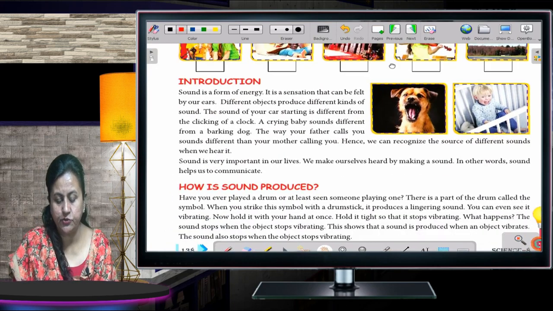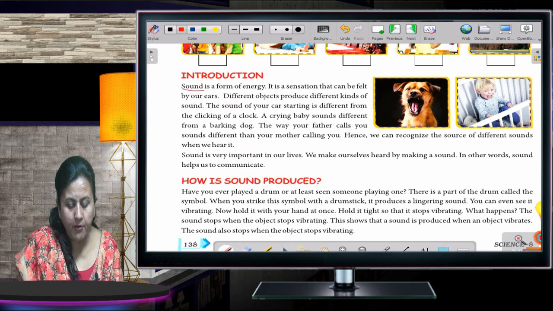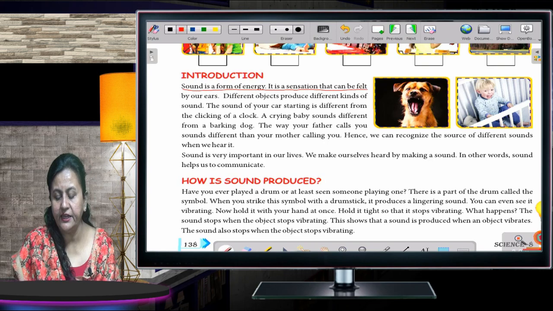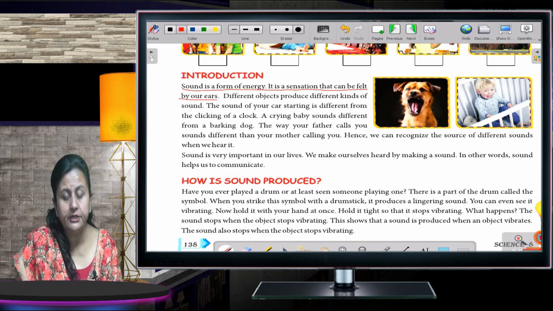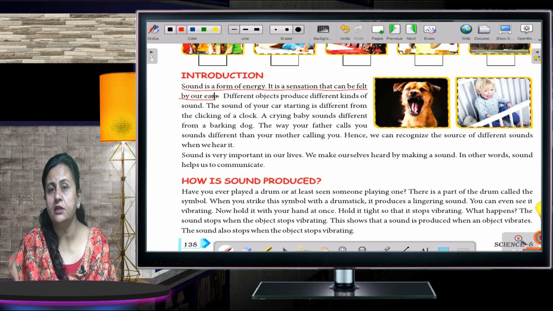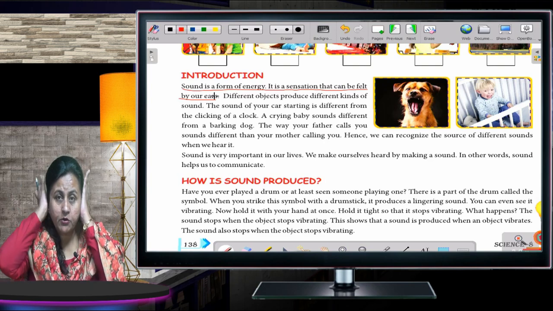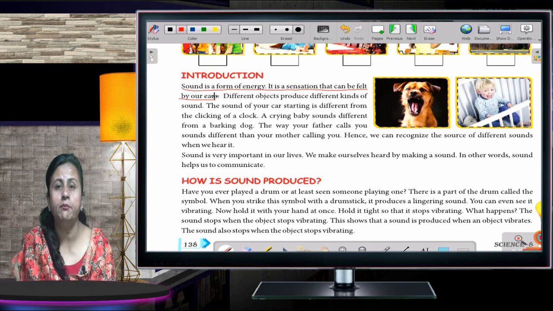What is sound actually? Sound is a form of energy. It is a sensation that can be felt by our ears. Okay. Which body organ helps us to hear the sound? Ears. In case we close our ears, we won't be able to hear anything. So with the help of ears only we are able to hear.